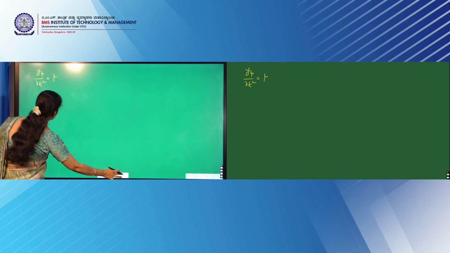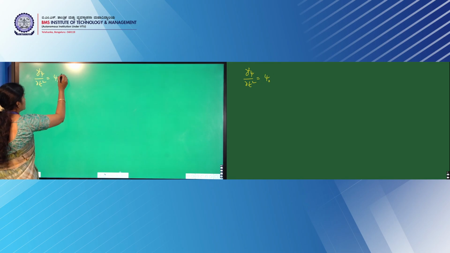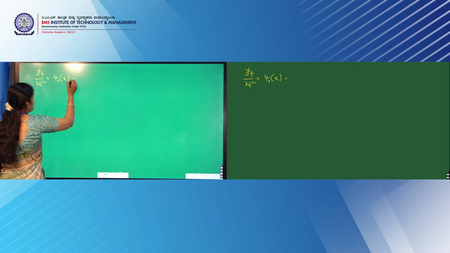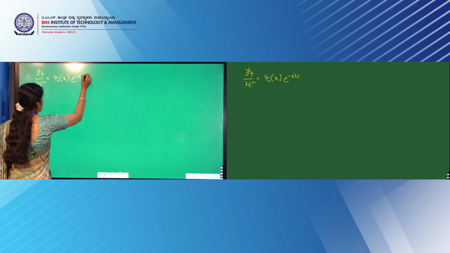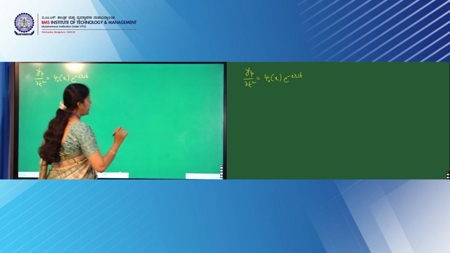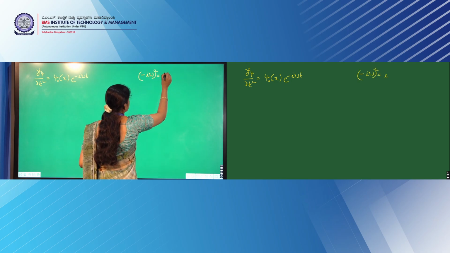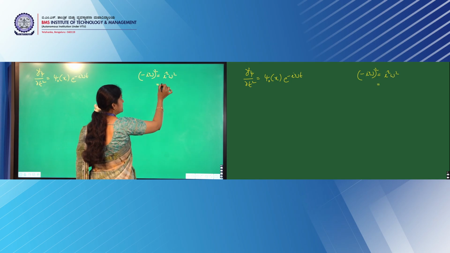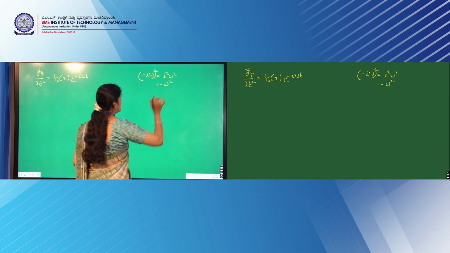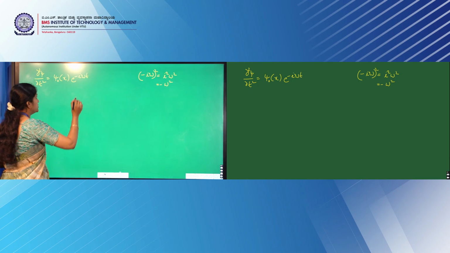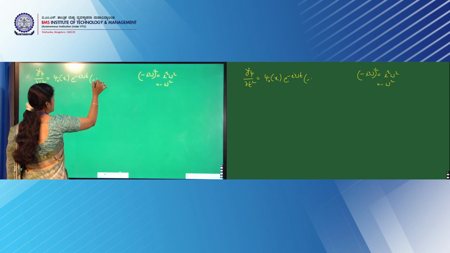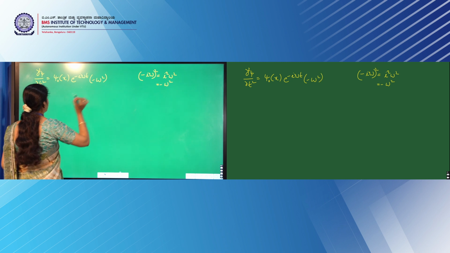Del square psi by del t square can be written as psi naught of x e power minus i omega t. We had actually minus i omega whole square, which can be written as i square omega square. As we know that i square is minus 1, we get the value as minus omega square, which I am going to substitute here, minus omega square.